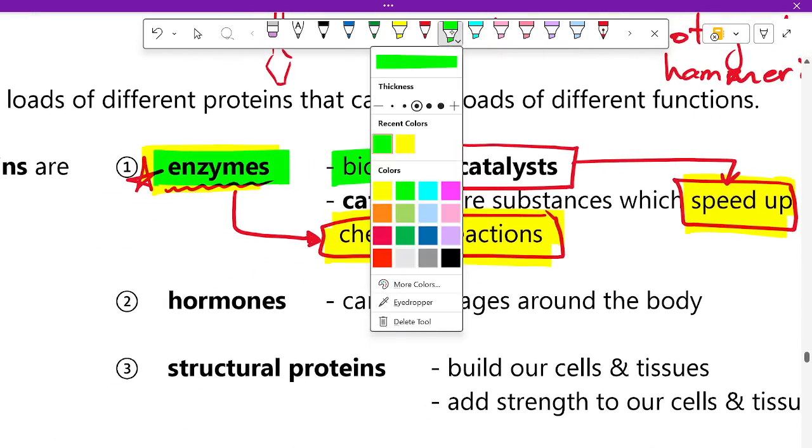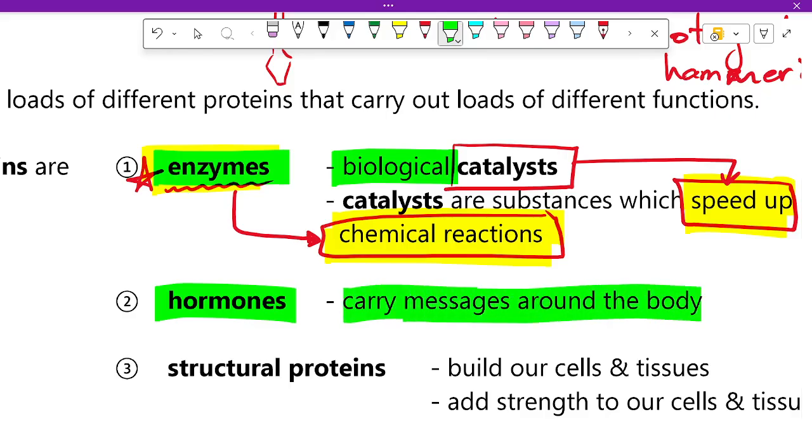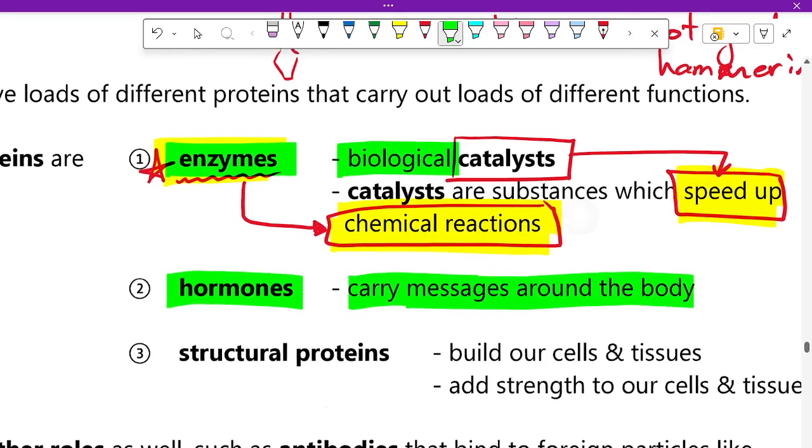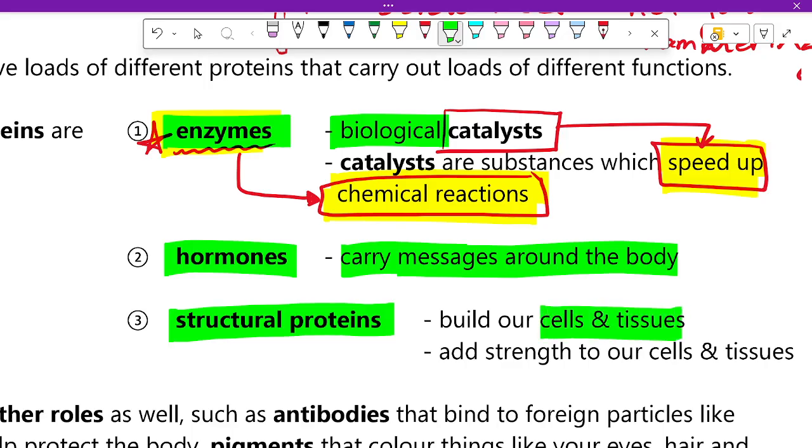There are hormones which carry messages around the body. Okay, they go into your bloodstream. And then lastly, there are structural proteins. And the structural proteins help to build your cells and tissues, and they add strength to your cells and tissues. So this might be like hair, nails.